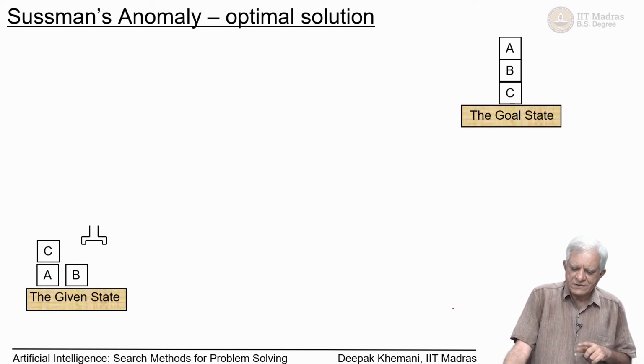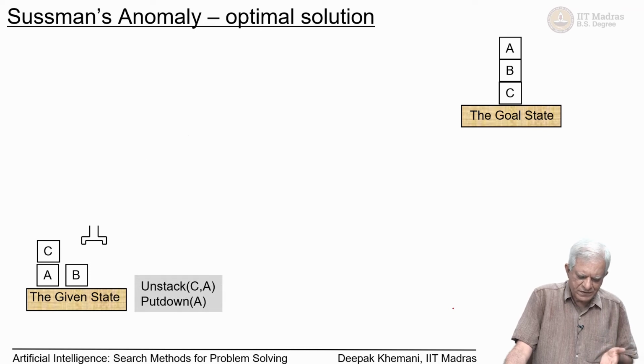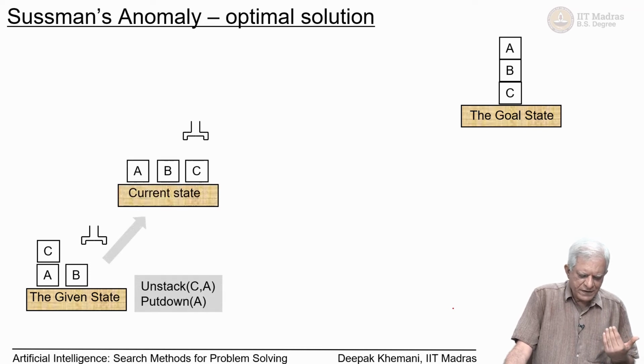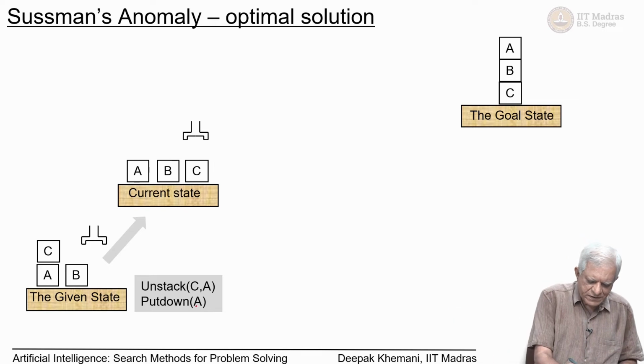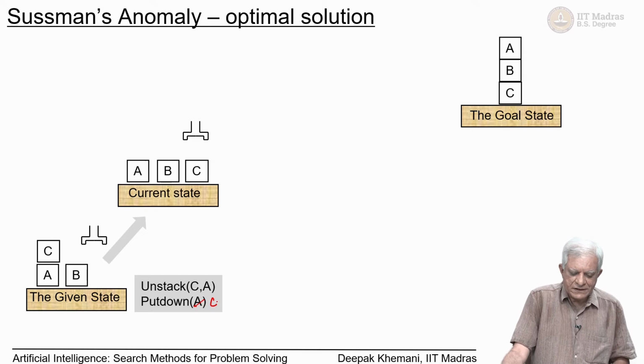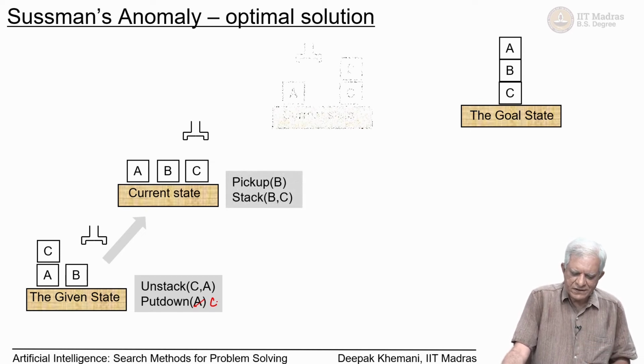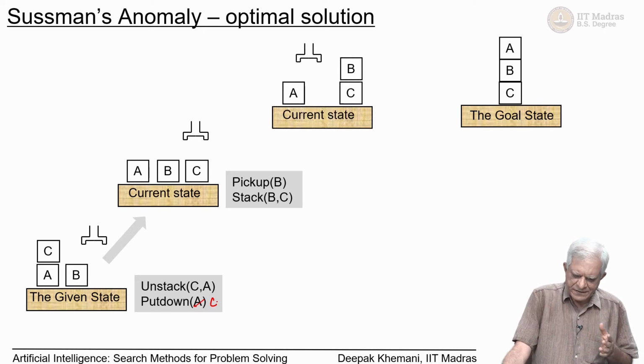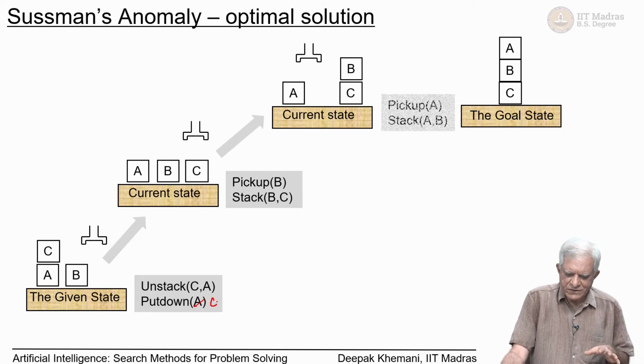What is the optimal solution for this particular problem? As you can imagine, you must first unstack C from A and put it down. Then you have all the three blocks on the table, and from there we know that in 4 steps you can reach the solution. You pick up B and stack it onto C, and then you pick up A and stack it onto B essentially. So, that situation we are familiar with.